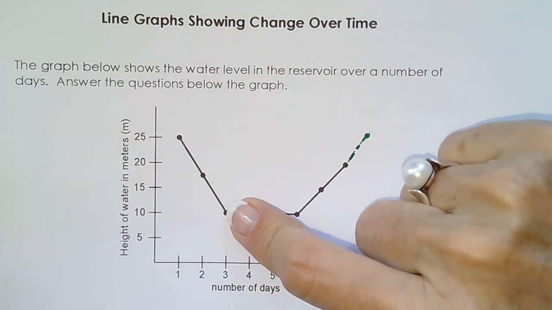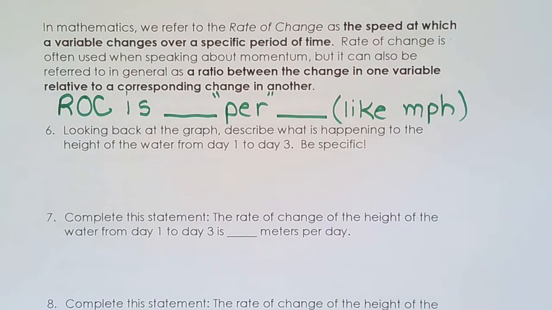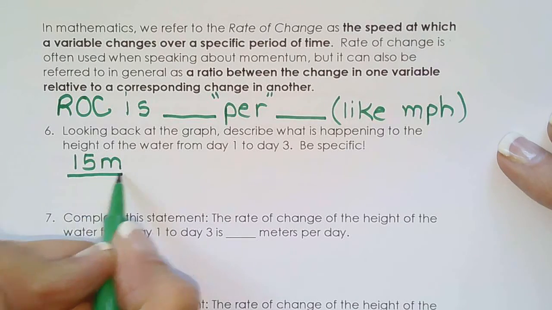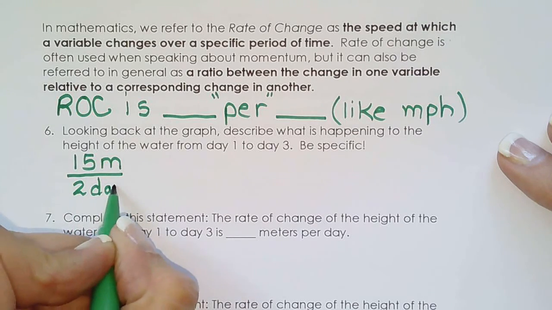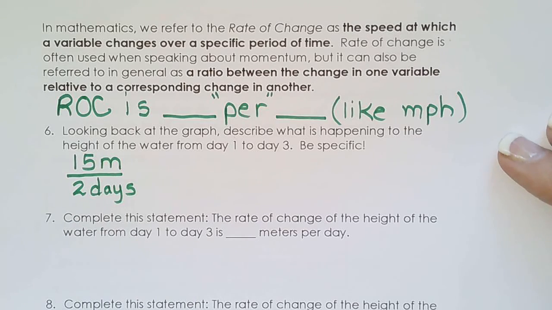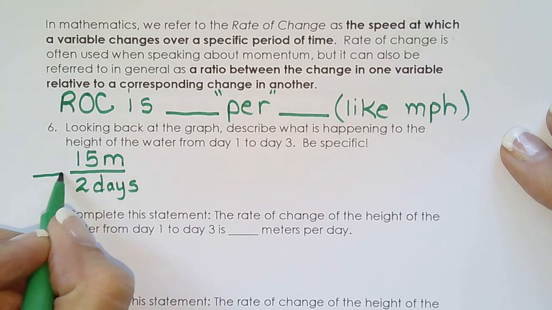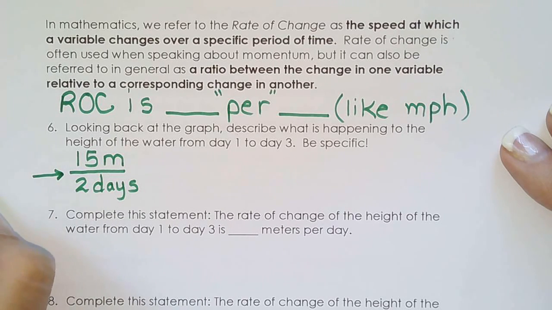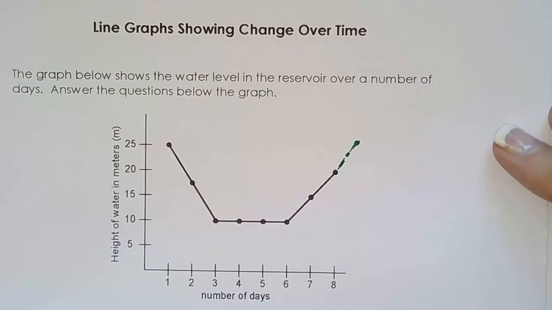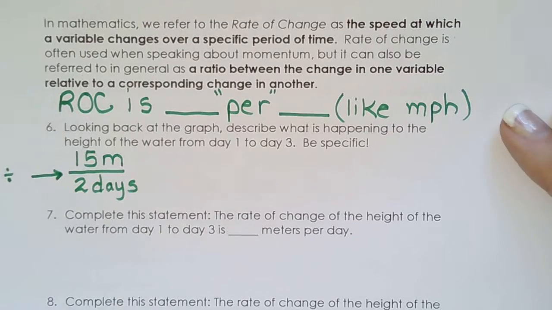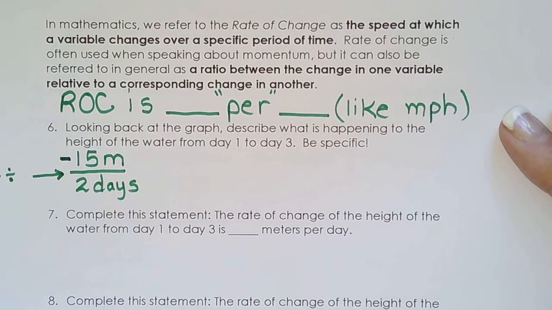So it's 15 meters per 2 days. And does everybody remember from perhaps your eighth grade days or previous math class that per is division? So per means divide. So the water level decreased by 15 meters over 2 days. So let's go ahead and put a negative there since it went down.